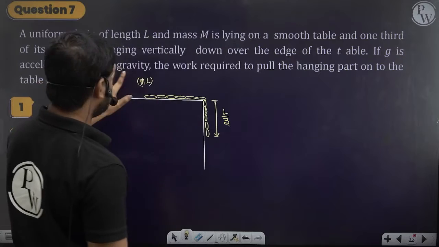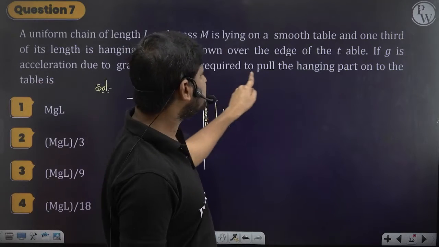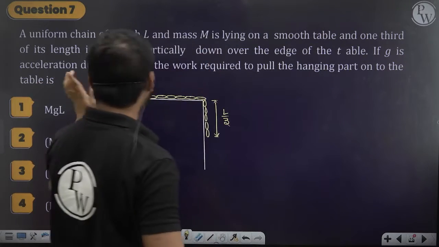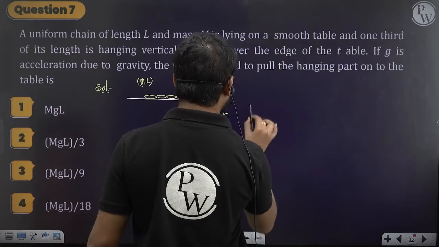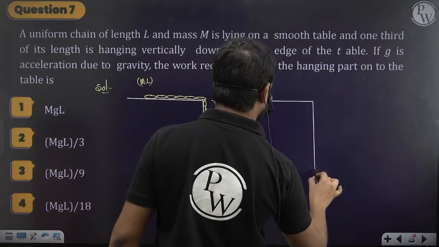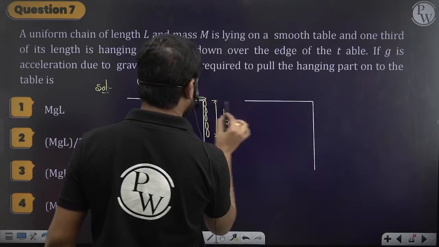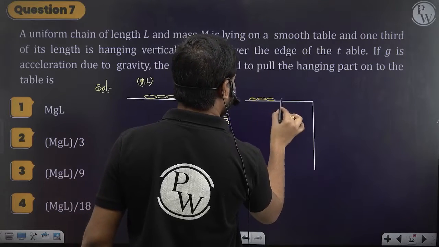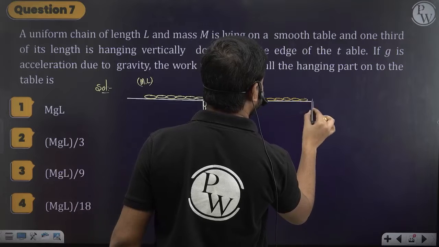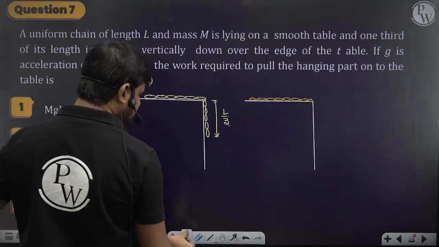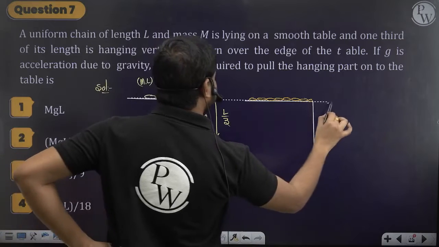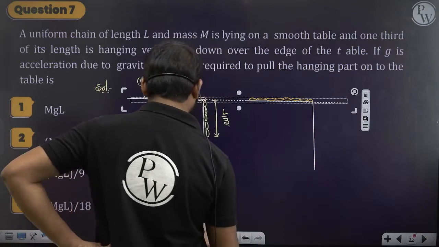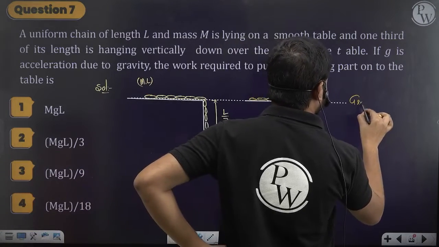If g is the acceleration due to gravity, what is the work required to pull the hanging part onto the table? So this whole chain, you have to pull it onto the surface. Now let's take the table surface as a reference. Consider this is the ground.